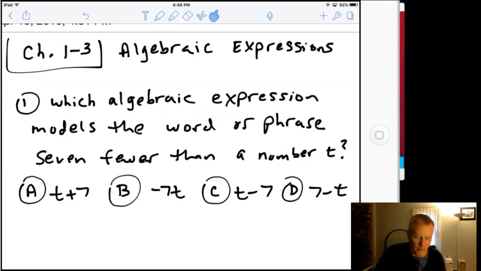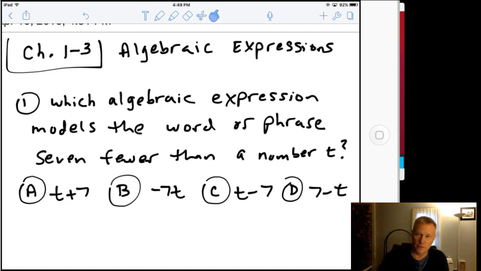Okay, hello there. Today I'm going to show you about Chapter 1-3 for Algebra 2, the Algebraic Expressions section. I'm just going to jump right in. An algebraic expression is something that usually doesn't have an equal sign. You're just combining like terms. Sometimes you're writing an expression for words, and that's how we're going to start with the first one. Which algebraic expression models the phrase 7 fewer than a number t?